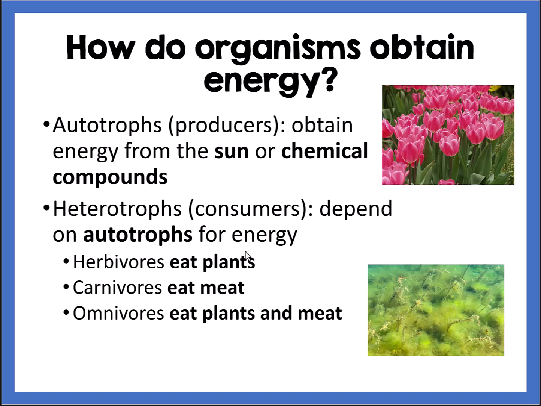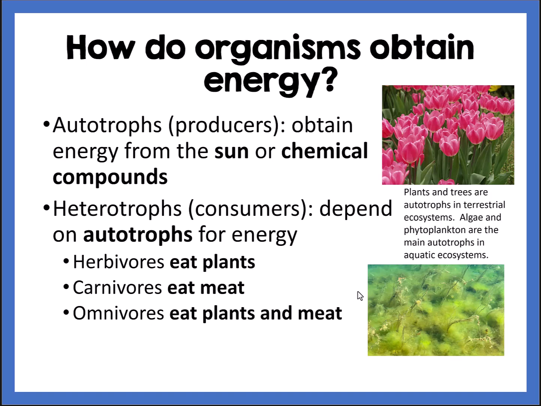And there are a variety of food sources, and we categorize organisms by what they eat. Herbivores eat only plants, seeds, berries, things like that. Carnivores eat only meat, and omnivores eat both plants and meat, a variety of foods. So plants and trees are autotrophs in the terrestrial ecosystems, but as we mentioned before, algae and phytoplankton are the main autotrophs in the aquatic ecosystems.